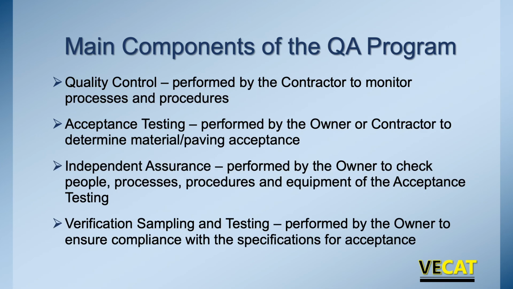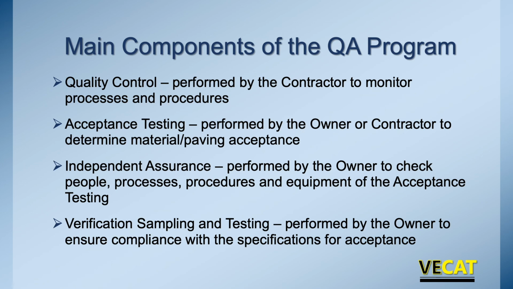Let's talk about the QA program. QA is quality assurance. It's the overall program that the department follows in conjunction with the contractor to make sure that the product and the process and everything conforms. Quality control performed by the contractor is to monitor their processes, monitor their procedures. Are they making the material properly? Are they compacting it properly? Are they doing all the things to ensure the final product is met?